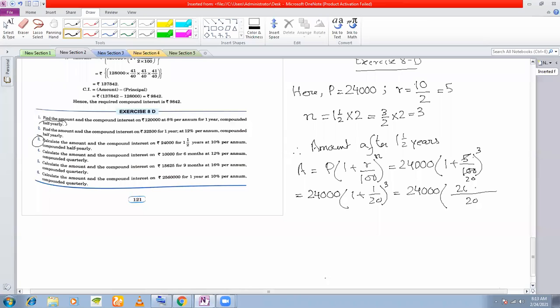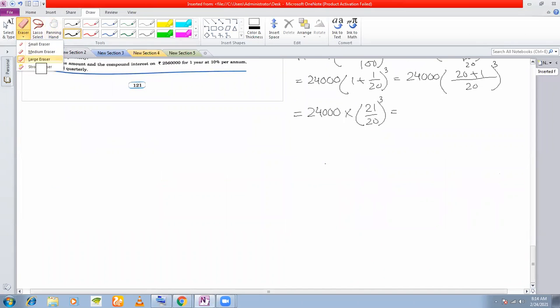You get 20 plus 1 whole cube. This is 24,000 into 20 plus 1 is 21 by 20 whole cube. So now since this is a whole cube, we shall write it thrice. So 24,000 into 21 by 20 into 21 by 20 into 21 by 20.